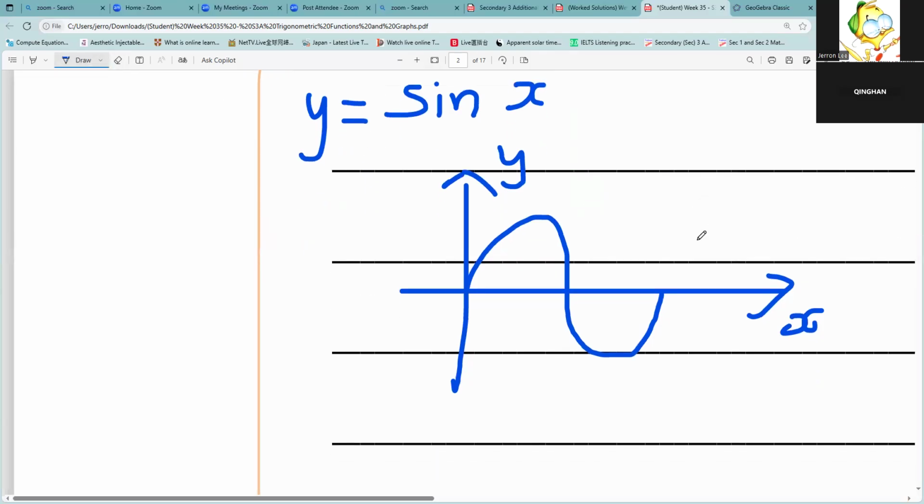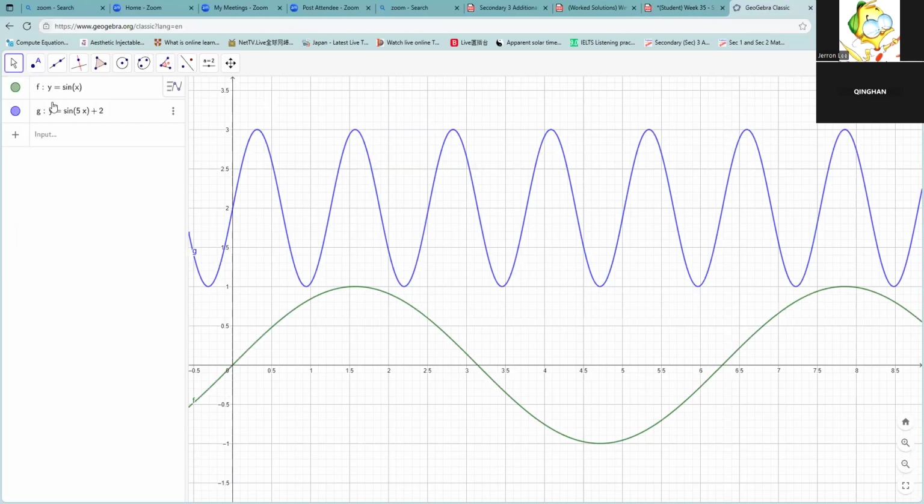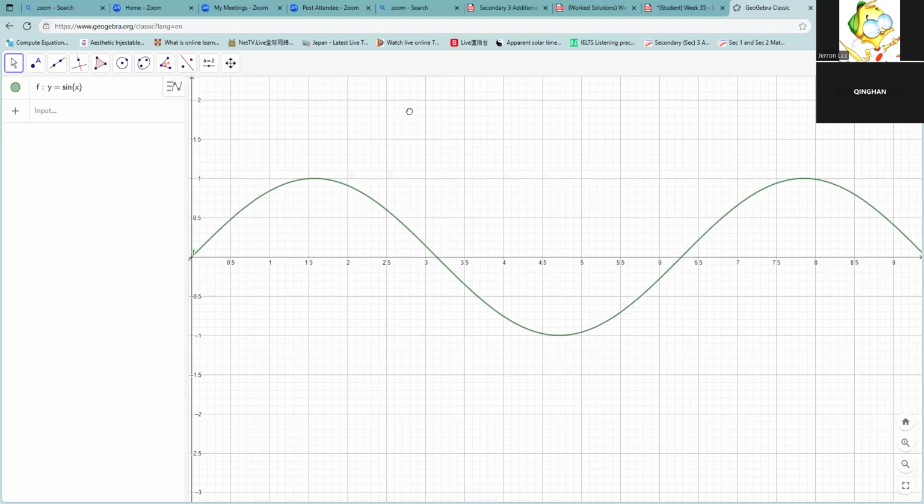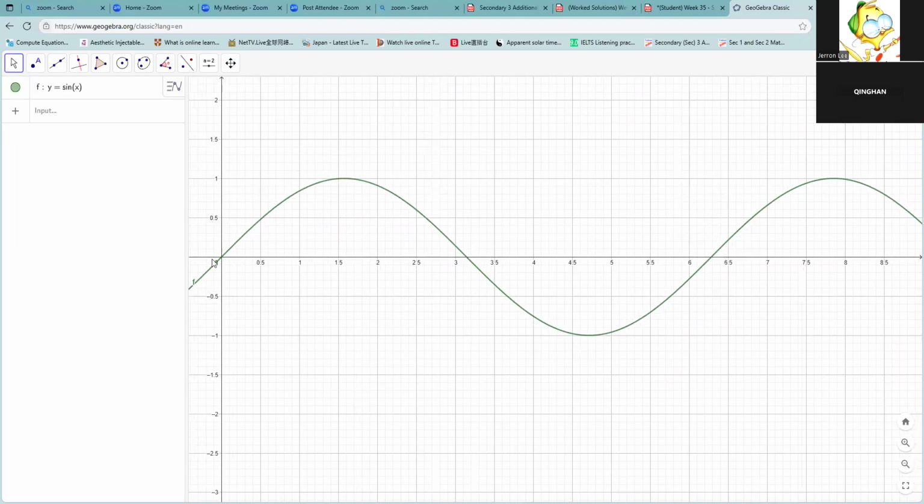I want you to observe this with me. Just now at the GeoGebra over here, let me just remove this very quickly and let you see. You will see that it actually starts at 0 and finishes at around 6.28, right? Now, what does it mean actually? What is a 6.28 in this case?